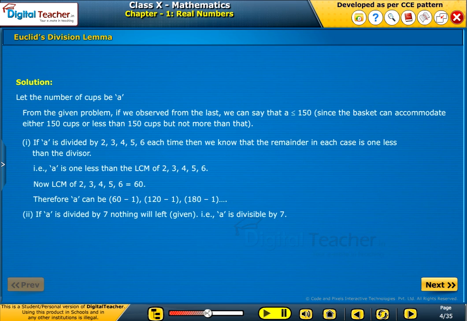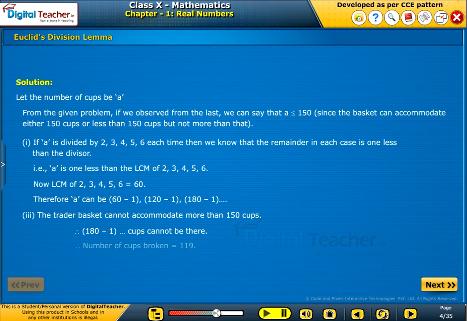2. If A is divided by 7, nothing will be left. That is, A is divisible by 7. 60 minus 1, that is 59, is not divisible by 7. 120 minus 1, that is 119, is divisible by 7. Therefore, A can be 119. 3. The trader's basket cannot accommodate more than 150 cups. Therefore, 180 minus 1 cups cannot be there. Therefore, the number of cups broken is 119.